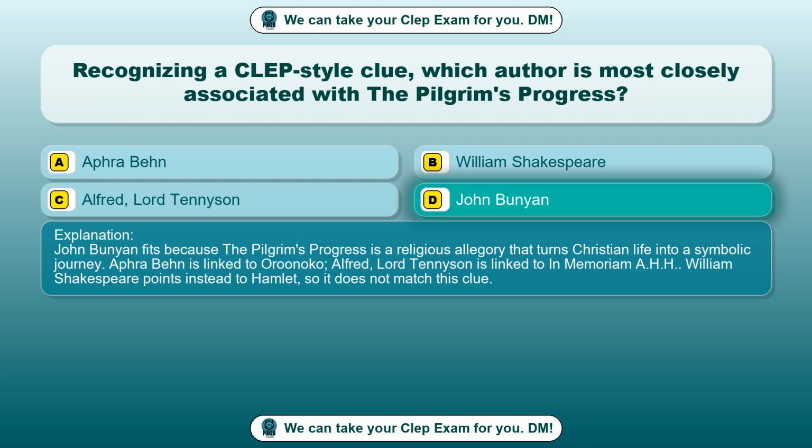John Bunyan fits because The Pilgrim's Progress is a religious allegory that turns Christian life into a symbolic journey. Aphra Behn is linked to Orinoco. Alfred, Lord Tennyson is linked to In Memoriam A.H.H. William Shakespeare points instead to Hamlet, so it does not match this clue.